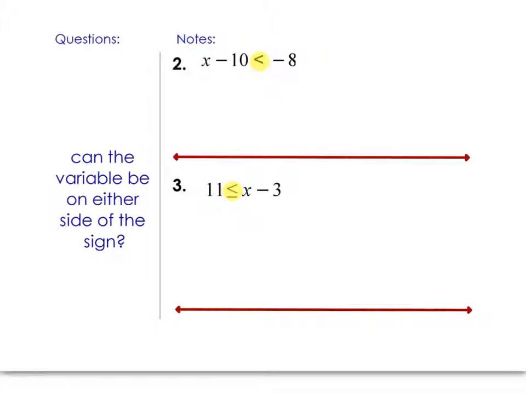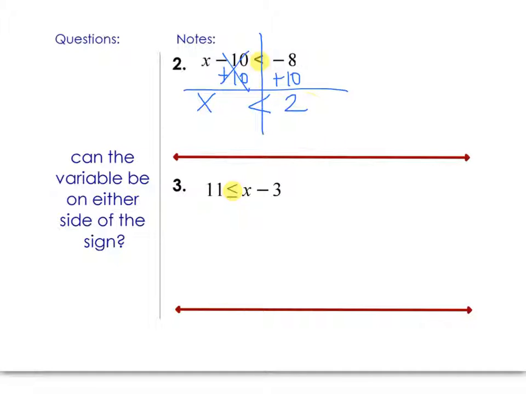So let's look at a couple more. x minus 10 is less than negative 8. So I'm trying to get x alone on the left side of my sign. So if I add 10 to both sides, I'm left with x. What's negative 10 plus 10? Those cross off, right? They become 0. So I get x is less than negative 8 plus 10 gives me positive 2.